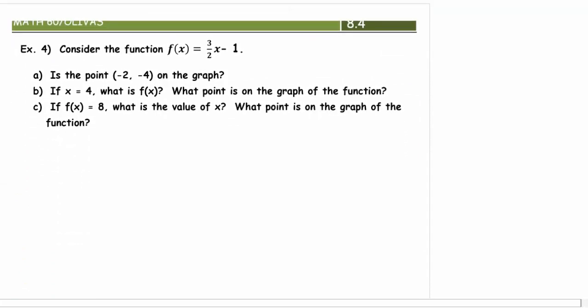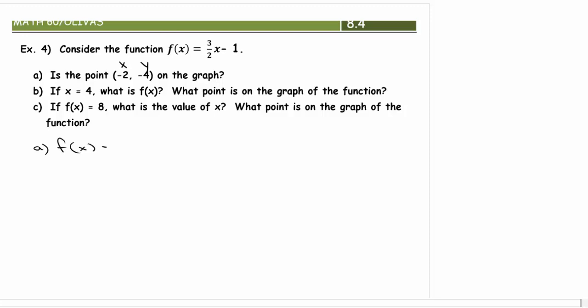Consider the function f of x is equal to 3/2 x minus 1. Is the point negative 2, negative 4 on the graph? I don't know. Let's find out. This is my x, this is my y. We're going to substitute these in and see what we get. If it is on the graph, we should end up with a true statement. So this is for part A.